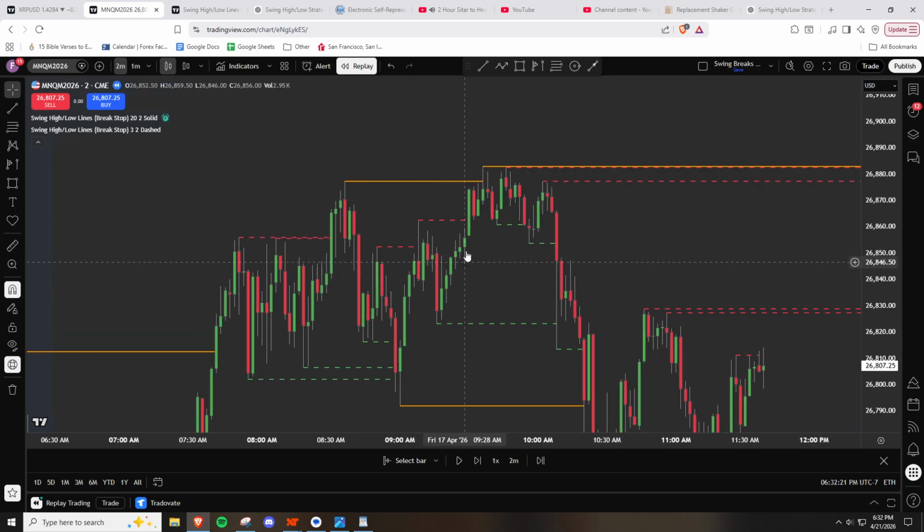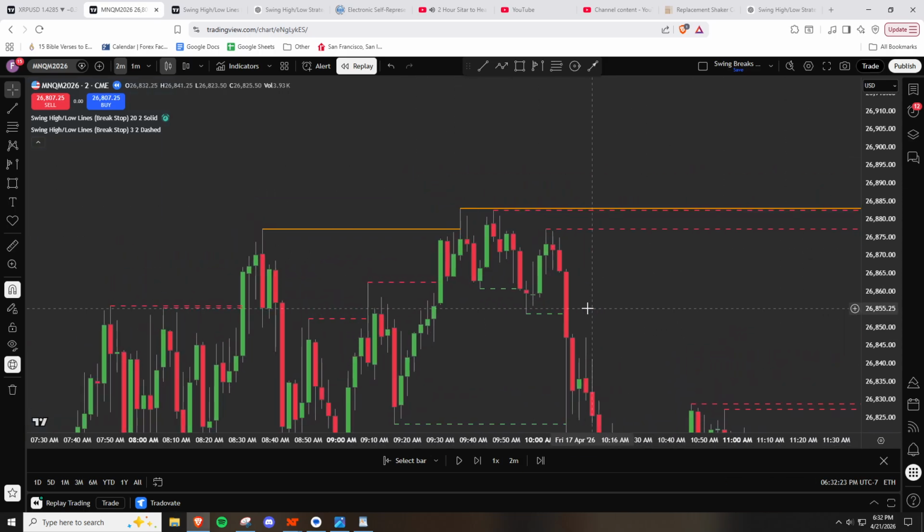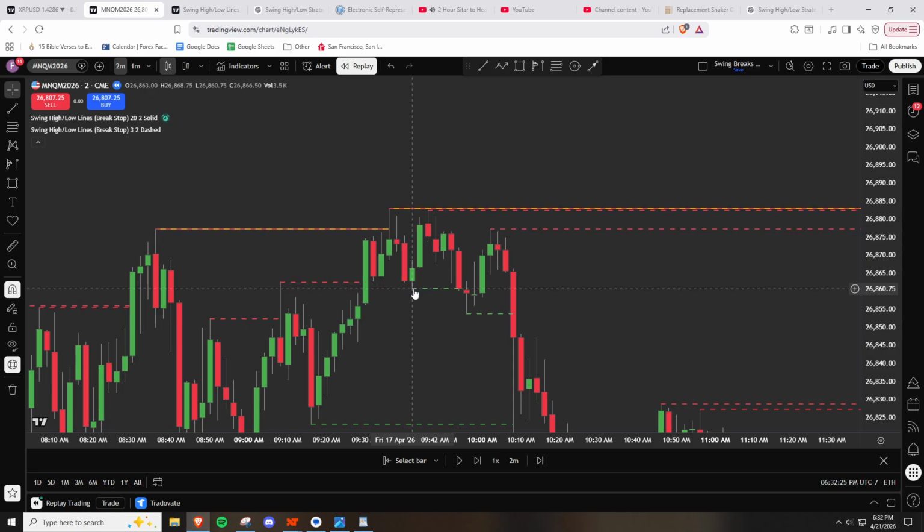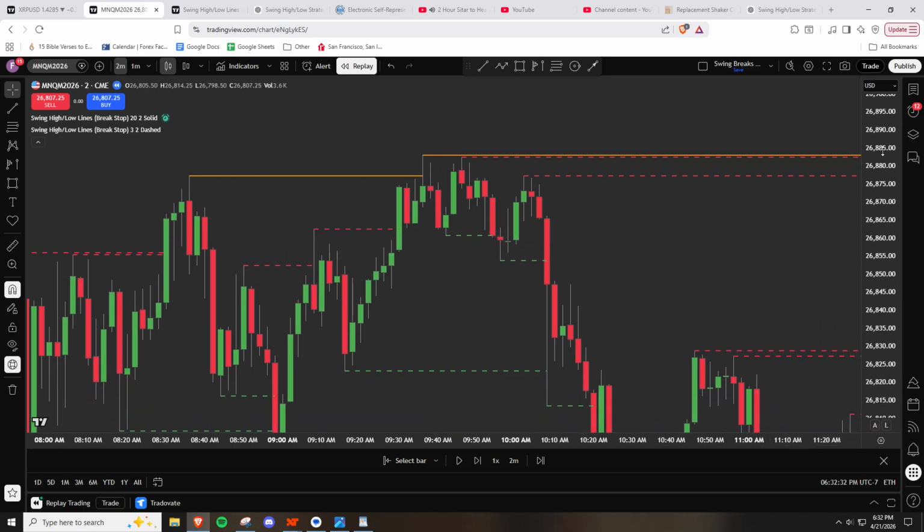All right, create a new swing high here. We make a new swing low. We close at it, and that is not going to convince me that I want to go short here, so we don't have that for a trade.